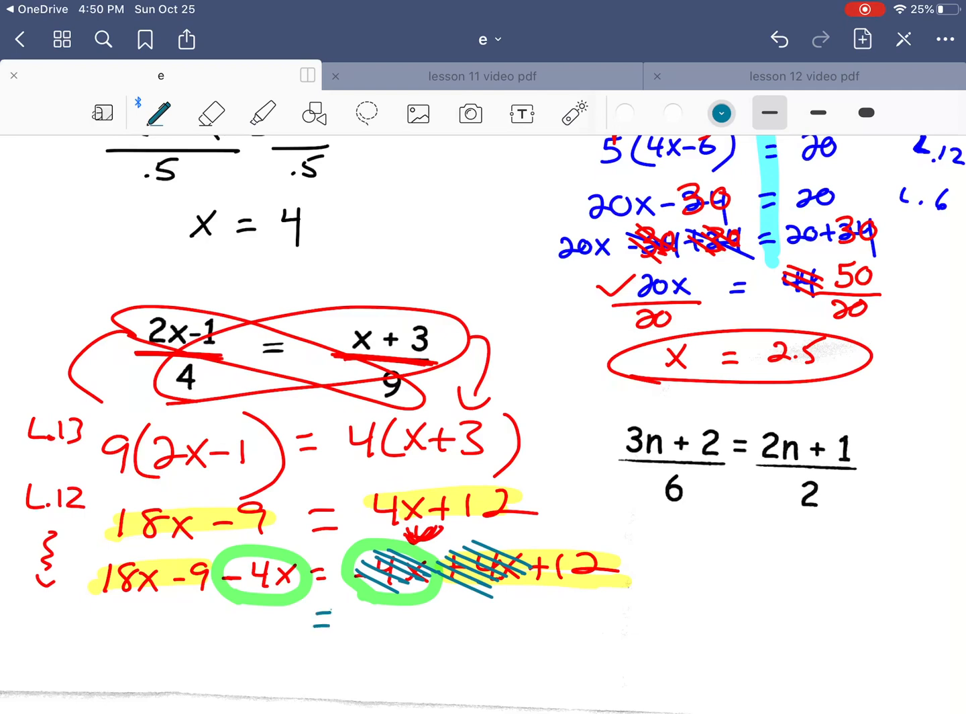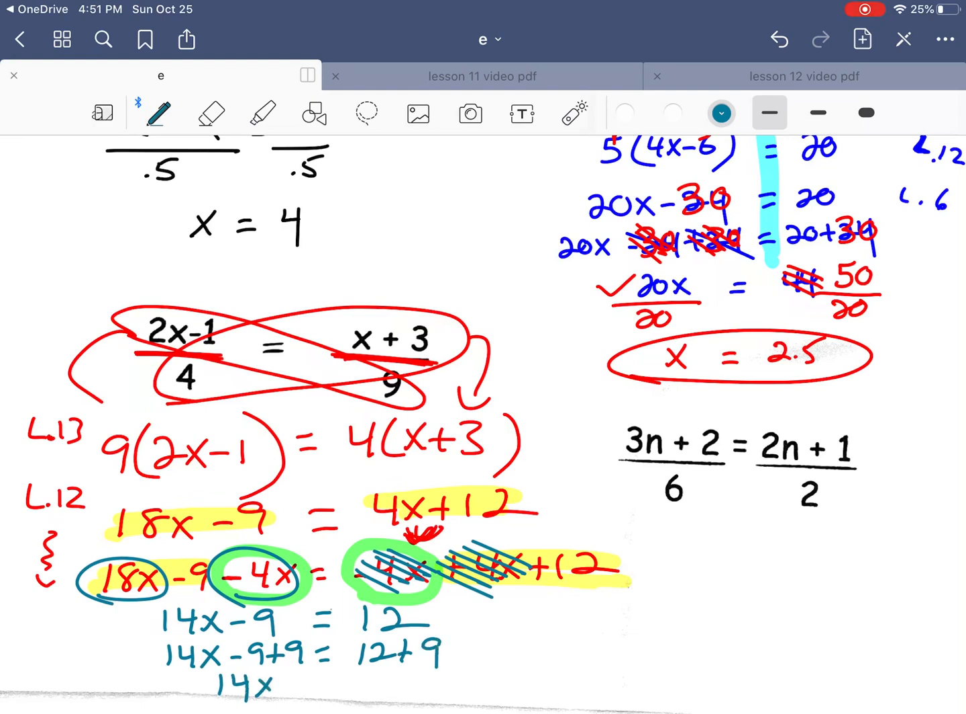If I keep on solving here, I'm left with 18 minus 4 is 14x minus 9, and I'm left with a 12 on the right hand side. My next step, I need to get rid of that -9, plus 9 on each side. That leaves me with 14x and 21. Your last step, I'm running out of space here, but it would be x, because I'm going to divide each side by 14. Sorry about that. And that would give me x is equal to 1.5 as a final answer.